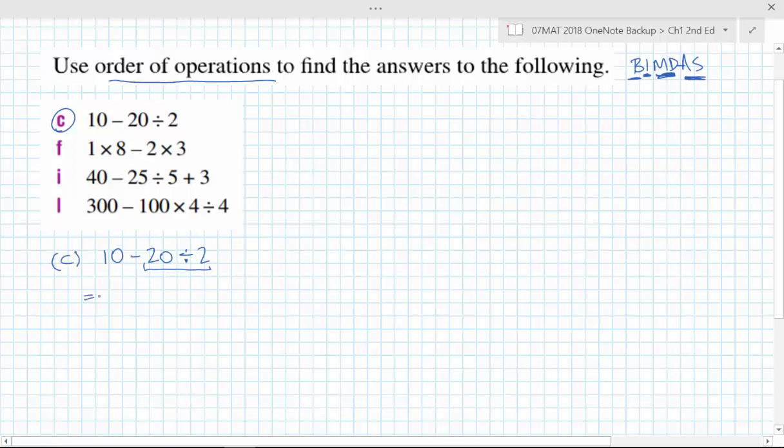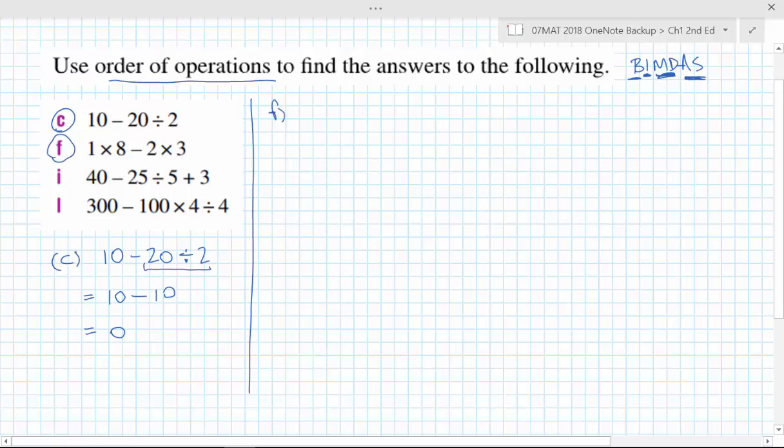So I then go, that's equal to 10 take, what's 20 divided by 2? 10. And then after that I do any addition or subtraction from left to right, which is 10 take 10, which is 0. Let's look here at F.